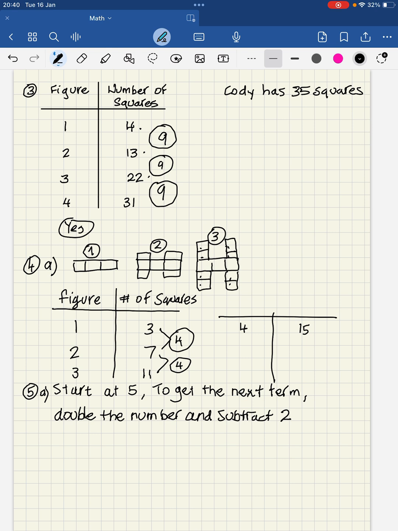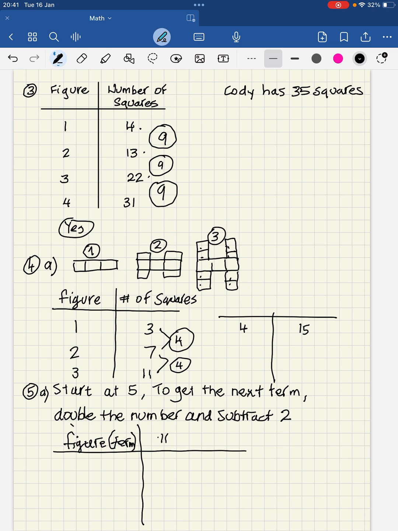Okay, question 5. You're going to make a table of values for the first 4 terms. That's another way of saying figures. So it gives you the rule. So 5A says start at 5, to get the next term, double the number, and subtract 2. So we know we're going to start at 5. We're going to make our table of values again. So this is our figure. We'll call it a term because that's the language we're going to move on to.